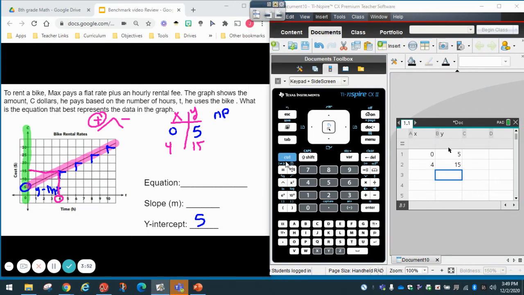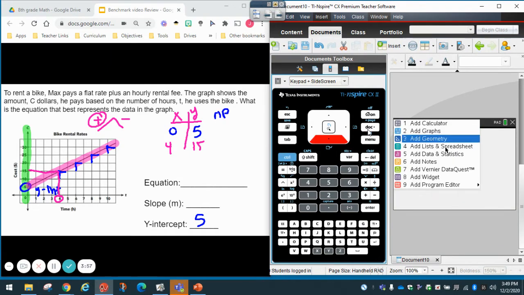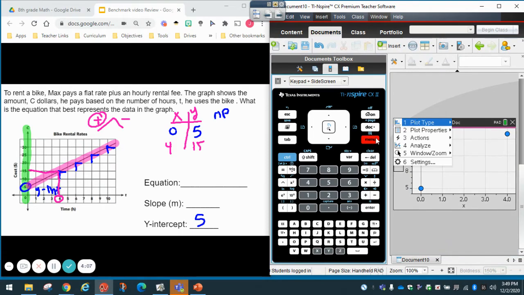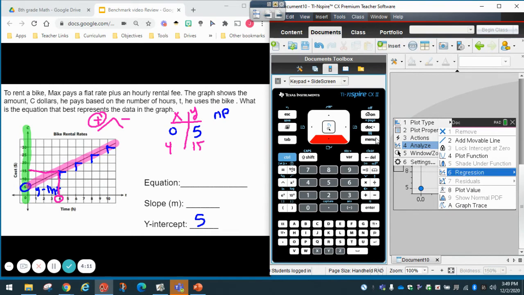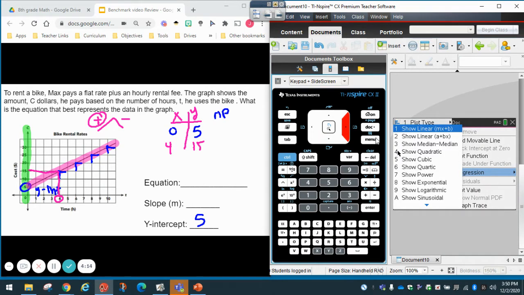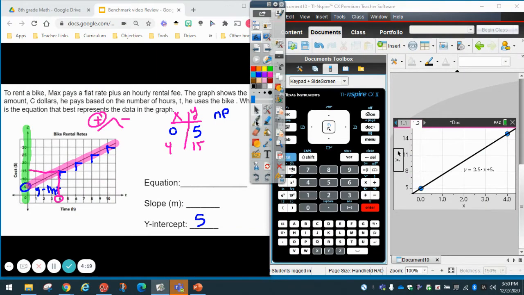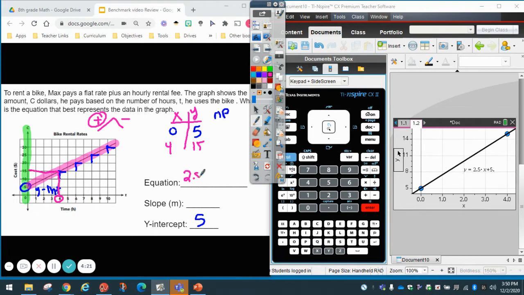From there, we're going to press Ctrl Doc, and we're going to go to number 5, Data and Statistics. To move the blue circles, Tab X, Tab Y. We're going to go to Menu, Analyze, Regression, and we're going to pick the first one, Show Linear mx+b. So here is our equation. I have 2.5x plus 5.